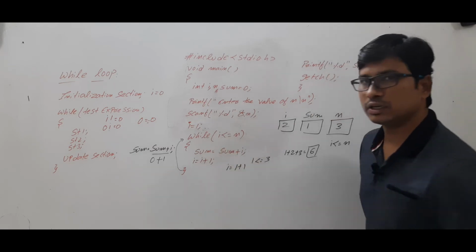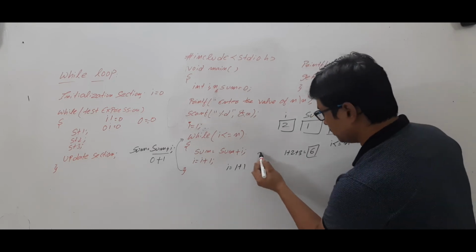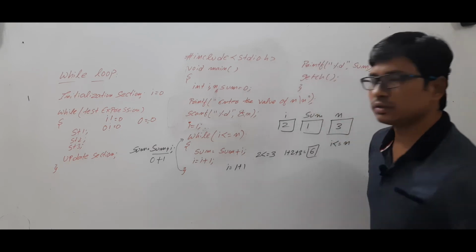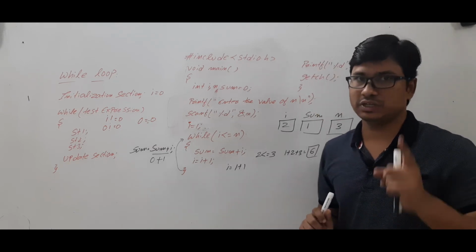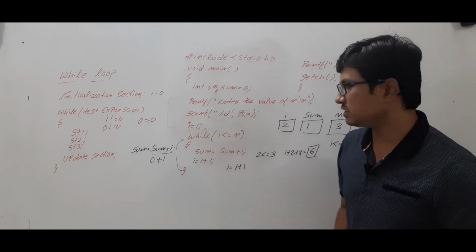Now what is the condition? I less than or equal to n. Now what is the I value? 2. N value is what? 3. So is 2 less than or equal to 3 or not, that is the condition. Tell me, 2 is less than 3. So the condition is satisfied. If the condition is satisfied, again you will execute the statements.